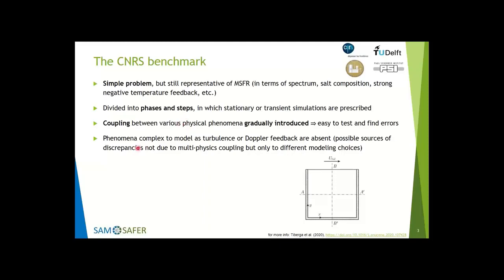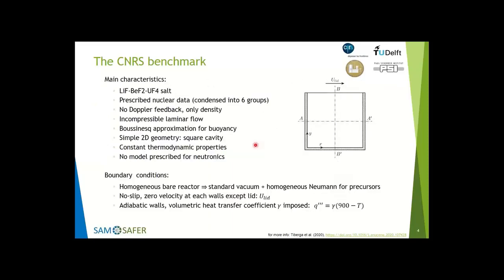So complex phenomena like turbulence or Doppler feedback are not taken into account, because as I said before, in order to model these phenomena, often you have to make assumptions which might lead to discrepancies between codes. And so it's better to avoid them, and it's not related to the coupling itself, to the correctness of the coupling itself between the physics.